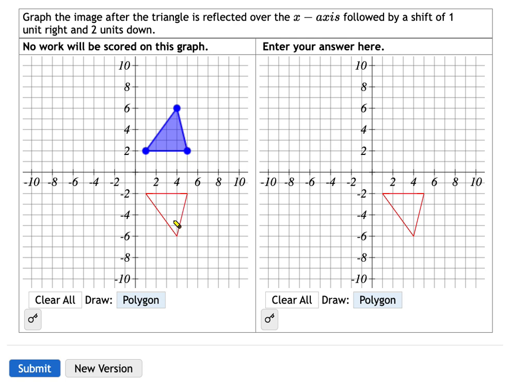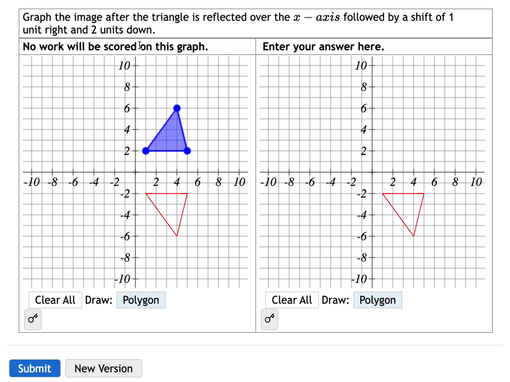Now that looks like a reflection. Each point, remember, the x values stay the same, the y values just change signs. So in this case, they all went from negative to positive. So there's our reflection. Now, how's that going to help us get to our final image? Well, now it says we're going to shift each of these 1 right and 2 down.